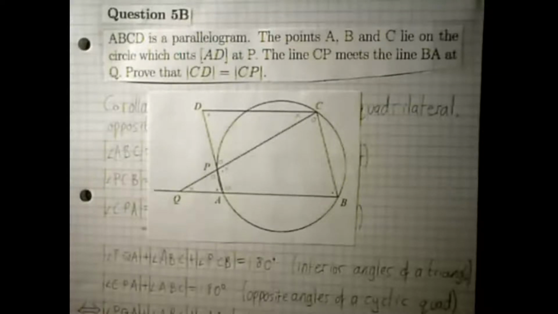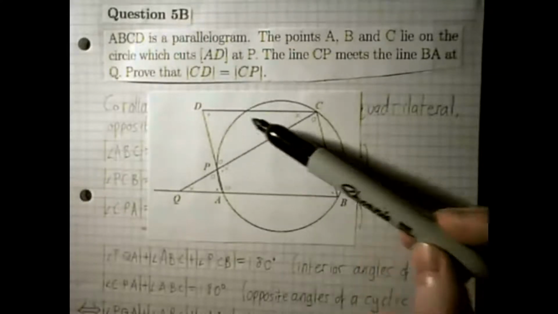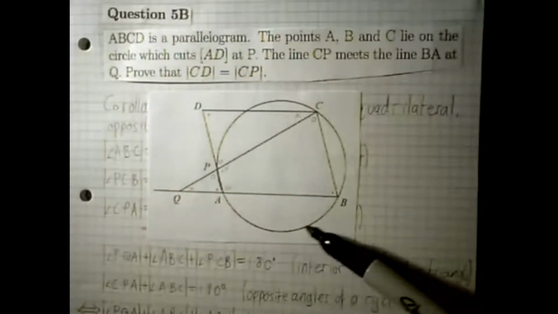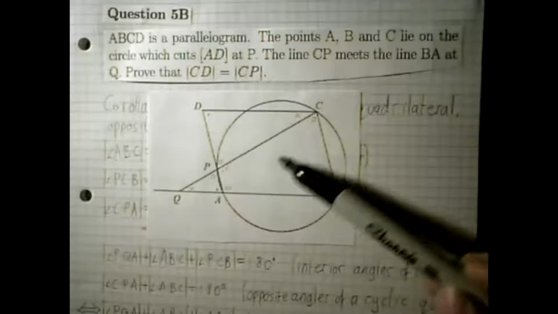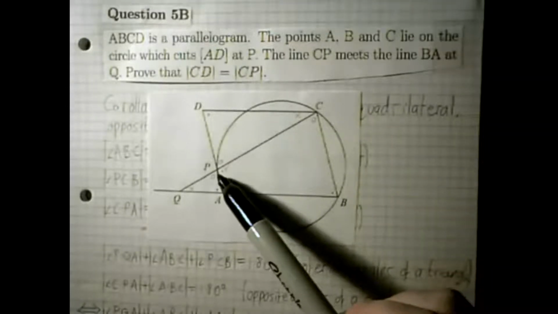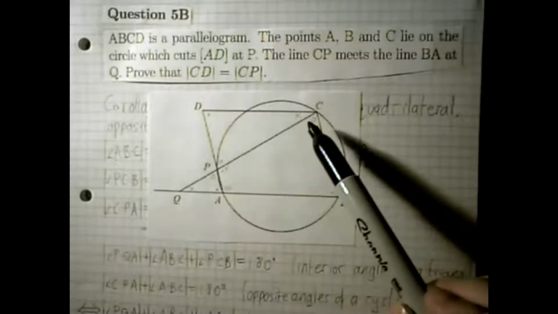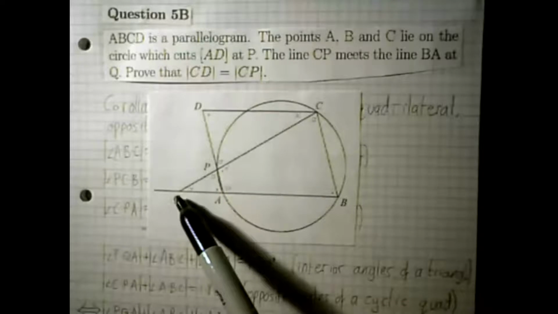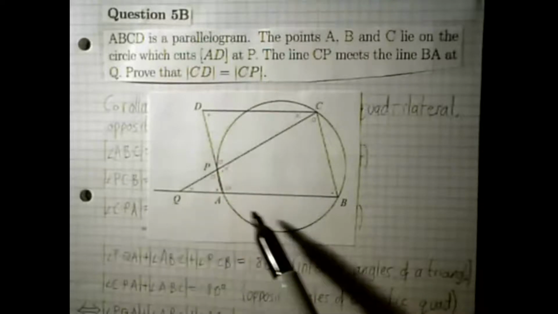In question 5B, you're given this diagram here, which is parallelogram ABCD. A circle passes through three of those points, A, C, and B. It also cuts the parallelogram at this point P. And the line CP is extended out to this point here, Q, which is where it meets the line that's extended from AB.